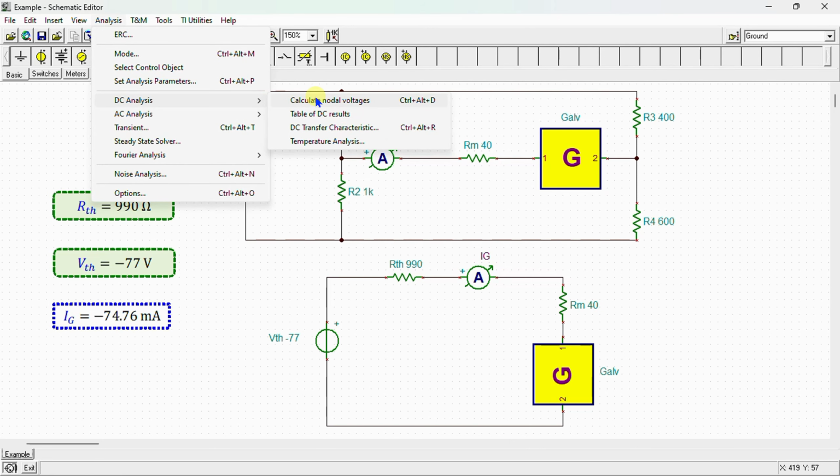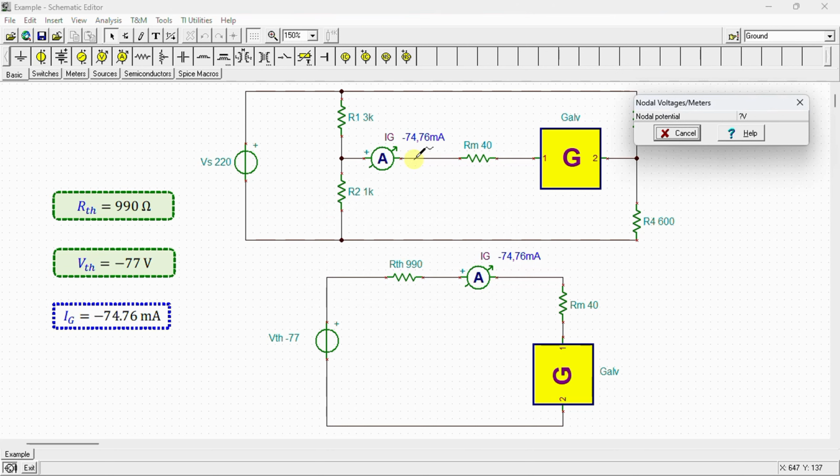DC analysis, calculate nodal voltage. We can see here that the current Ig is equal to negative 74.76 milliamps in the original circuit and is equal to negative 74.76 milliamps in the Thevenin's equivalent circuit. From the simulation, it becomes clear that the current Ig is similar when using both the original circuit and the Thevenin's equivalent circuit. This similarity validates the correctness of our calculations.